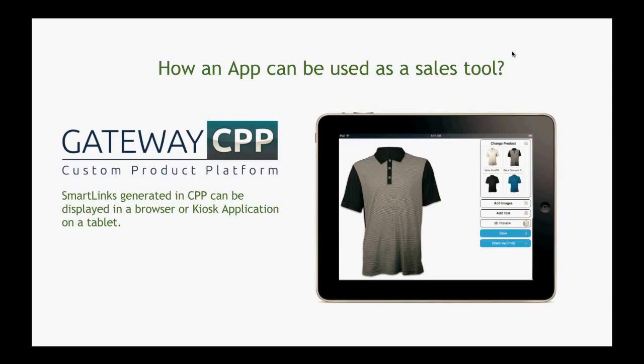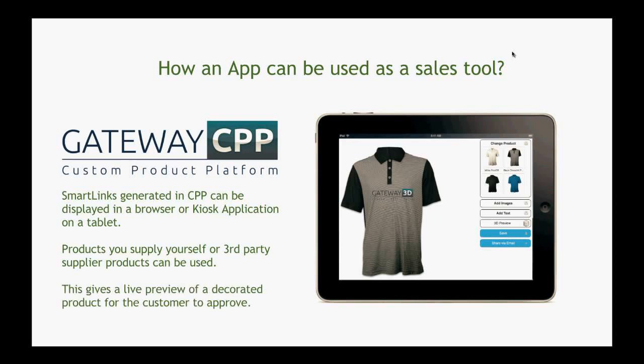With Gateway's custom product platform, we can generate what we call smart links, which are essentially URLs, which are generated within the platform and then can be displayed in a browser or on a kiosk application on a tablet. Products that you supply yourself from your own company or third-party suppliers can be used. All they need to do is to be set up within the CPP in the first place.